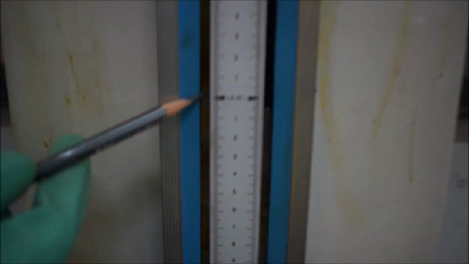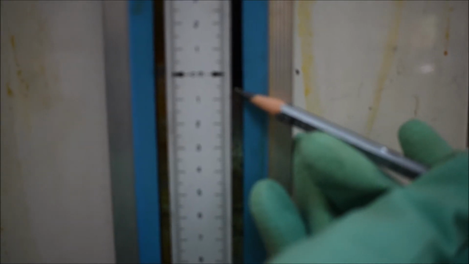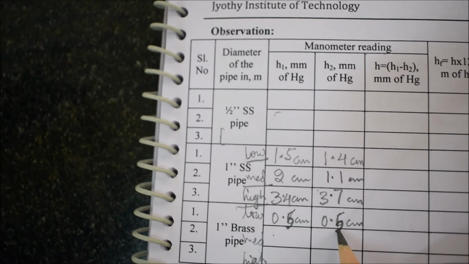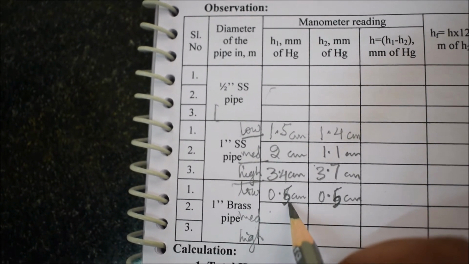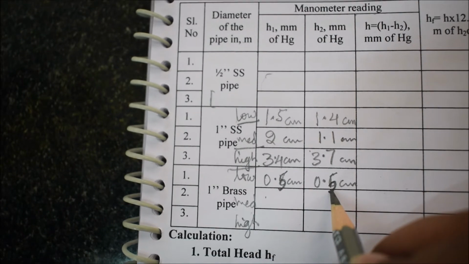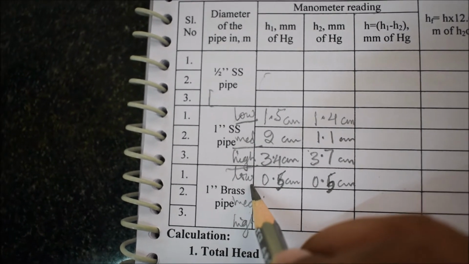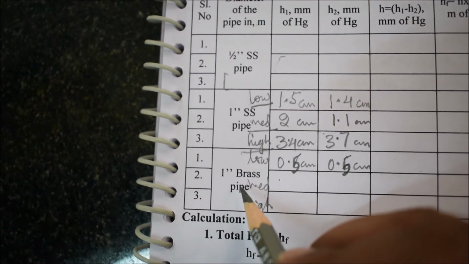Now let us see what the manometer reading is in the left limb and the right limb. In the left limb, the manometer reading is somewhere up to 0.5. In the right limb, the manometer reading is again up to 0.5. We have made a note of the manometer reading in the left limb as 0.5 centimeter and the right limb as 0.5 centimeter for lower discharge of water through a 1-inch brass pipe.